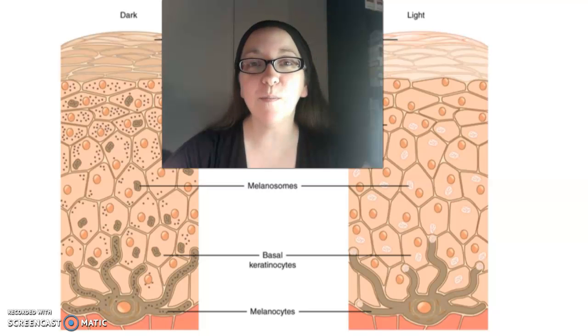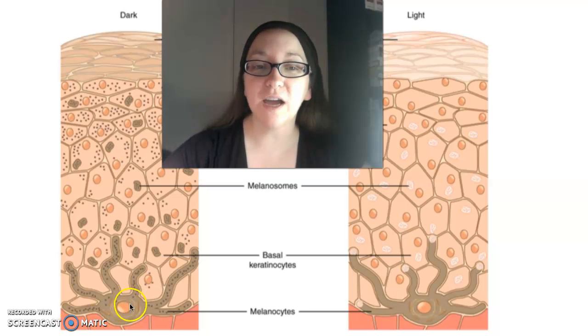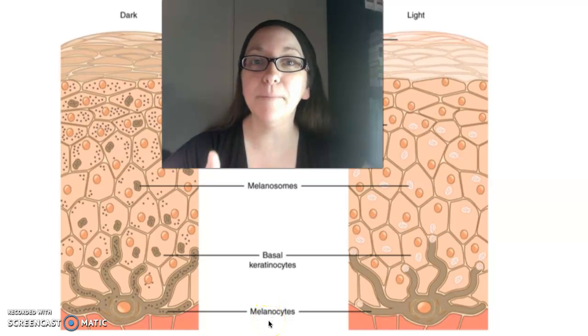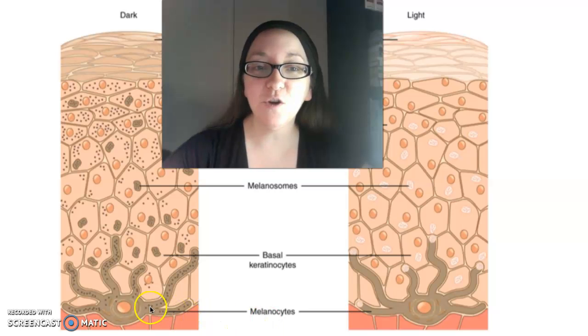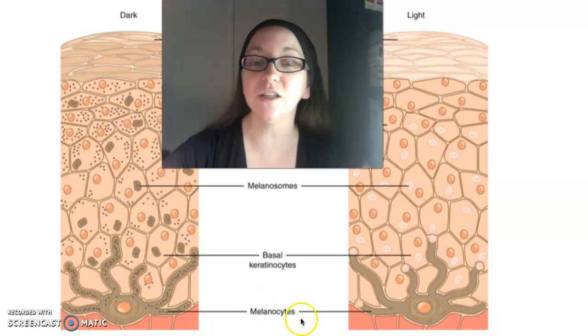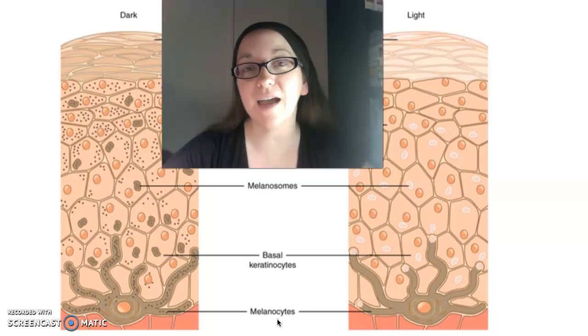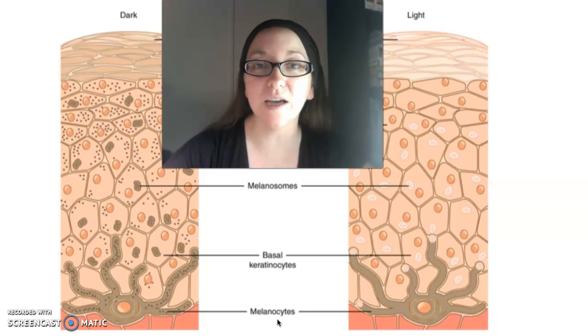So let's look at it from the bottom up. Remember that the stratum basale at the bottom of the epidermis is where we have the created melanocytes. And melanocytes are those cells that create melanin, our pigment for coloration. And if you could look at this on the cellular level, you would see that we actually have about the same number of melanocytes, no matter what your skin color is. However, the production levels are what are determined genetically.